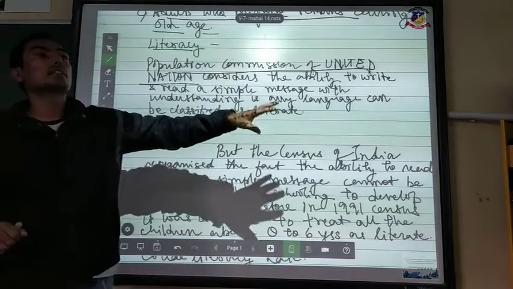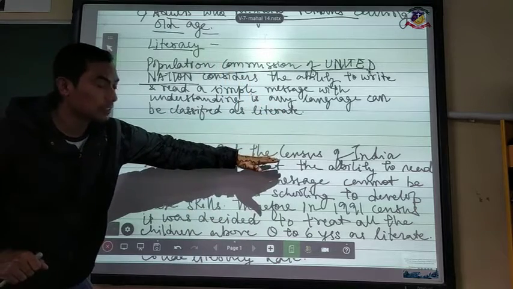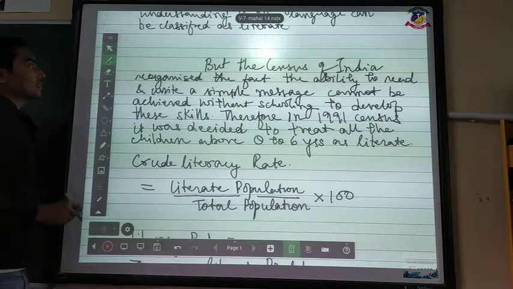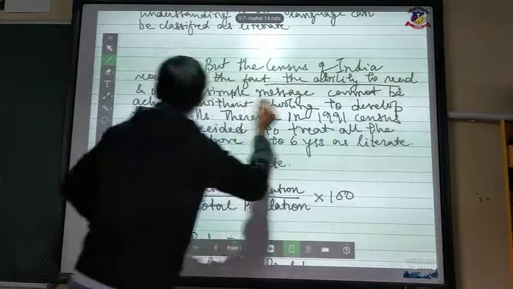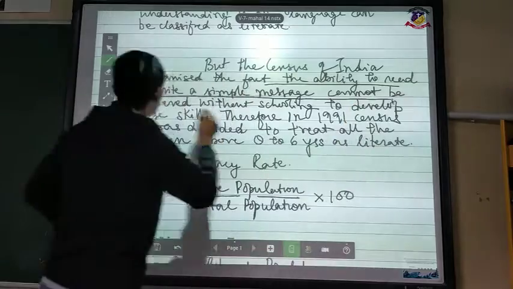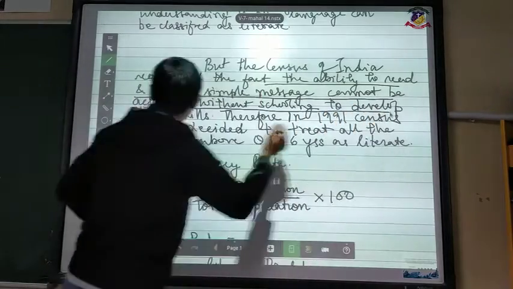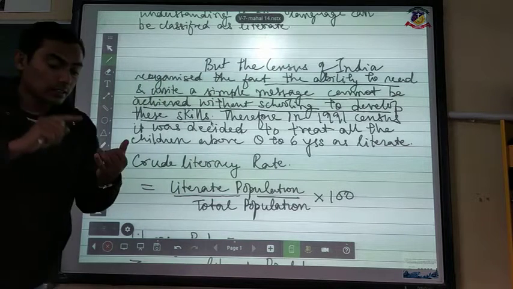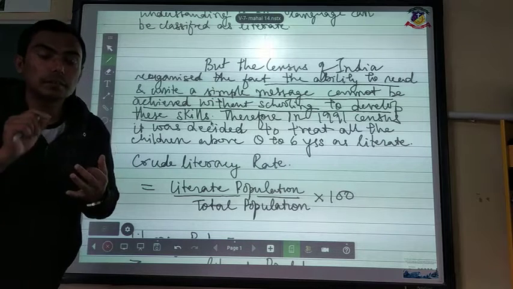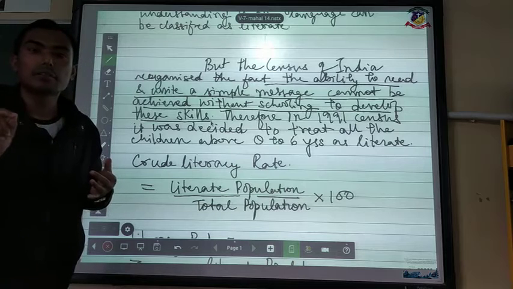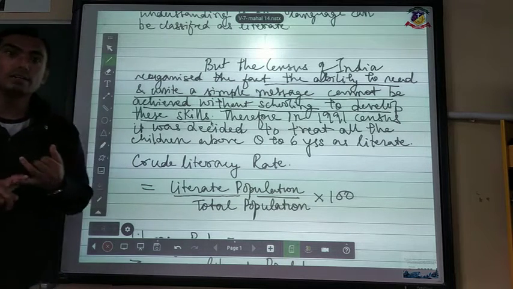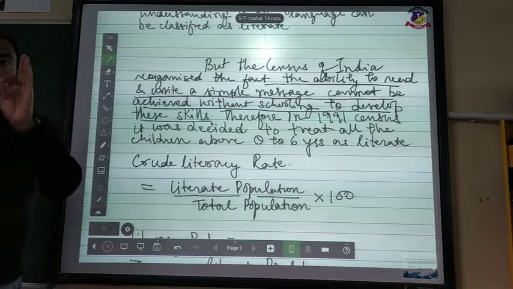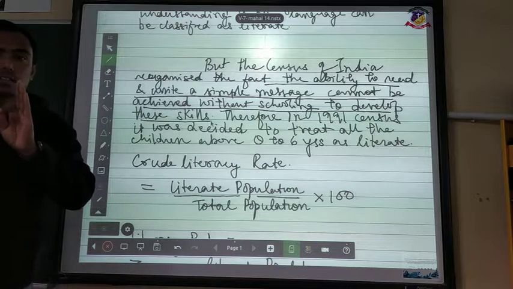But this definition by the United Nations was discussed by the Census of India, which said that the ability to read and write a simple message cannot be achieved without schooling to develop these skills. So the Census of India said that a child or an adult cannot read or write a simple message in any vernacular language if they have not gone to any school to achieve these skills.